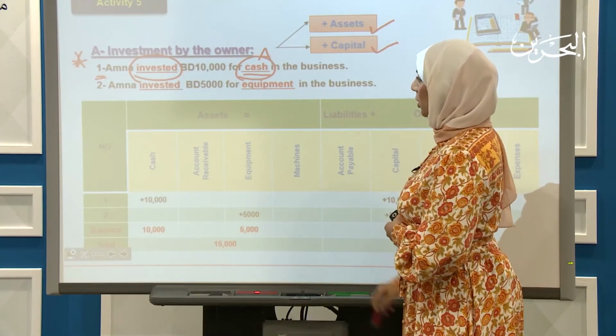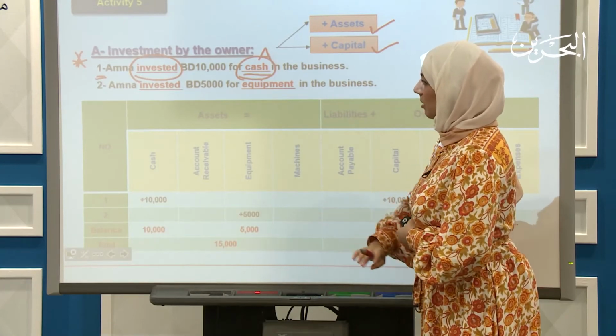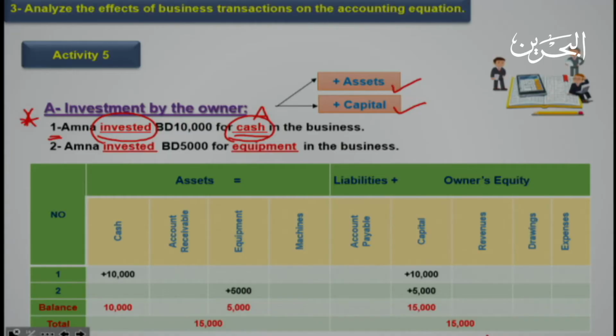If I want to show this transaction in the table I have, I will come to the assets part under the cash account, and it will be increased by 10,000 that I have invested. So I will enter here in transaction number 1, 10,000, and I will put a plus sign to show that my cash is increased.